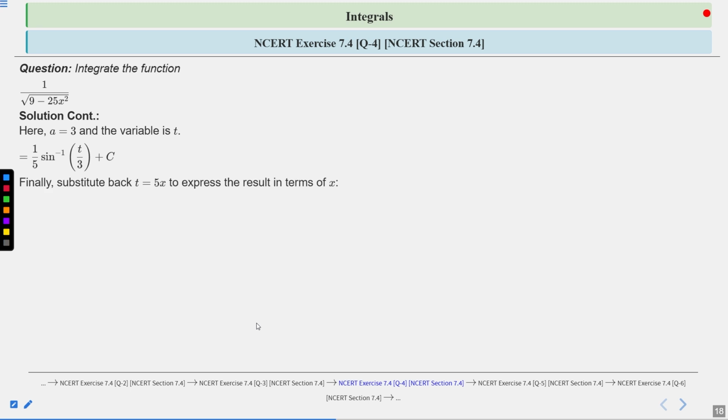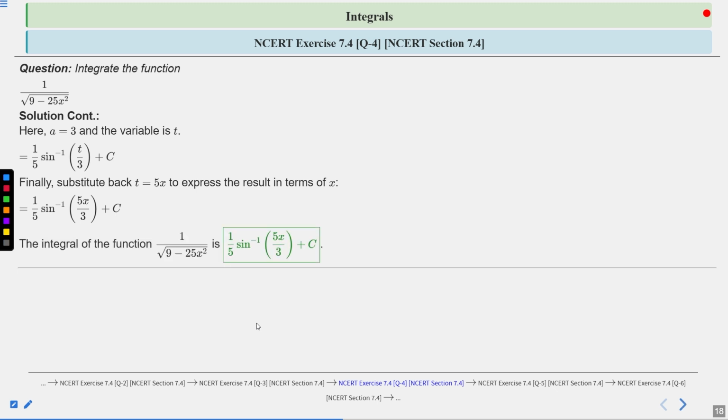Finally, we substitute back t is equal to 5x to express the result in terms of x, which is equal to 1 by 5 sine inverse 5x upon 3 plus c. So the integral of the function 1 upon root over 9 minus 25x square is 1 by 5 sine inverse 5x upon 3 plus c. This is our answer.